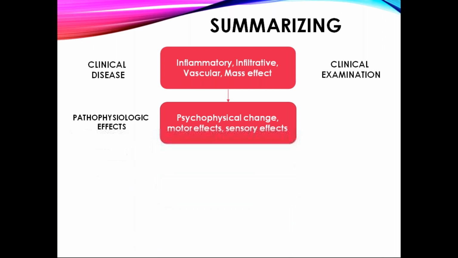The next thing you have to do is see the effect of the disease. What are the psychophysical changes, what is happening, what are the motor effects, what are the sensory effects, which are the nerves involved, which are the muscles involved, is the movement affected, is the optic nerve affected, is the third nerve affected, is the fourth nerve affected, is the sixth nerve affected. All these things you have to evaluate.